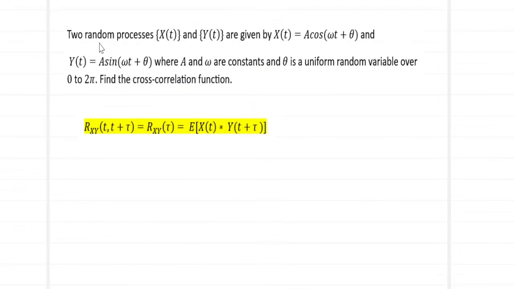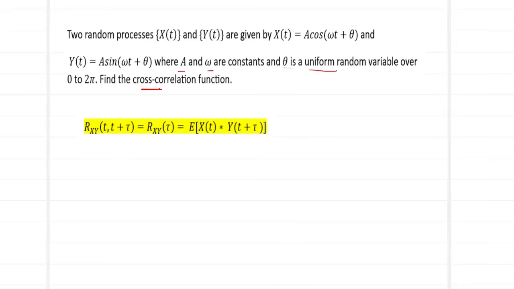The problem goes like this: two random processes x of t and y of t are given to us. The value of x of t is taken as A cos(omega t plus theta), and y of t is taken as A sin(omega t plus theta). We have A and omega to be constants, and theta is a uniformly distributed random variable in the interval 0 to 2 pi. The objective is to find the cross correlation between the two functions x and y.